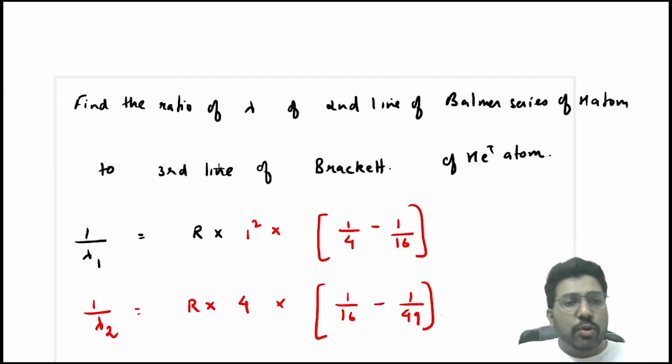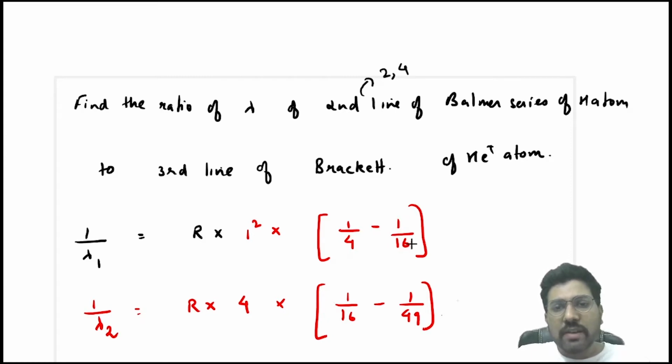First, 1 by lambda 1, that is this wavelength, is equal to R into Z square. Z is 1 for hydrogen atom, into second line of Balmer series, which means 4 to 2. So that means 1 by 2 square minus 1 by 4 square.